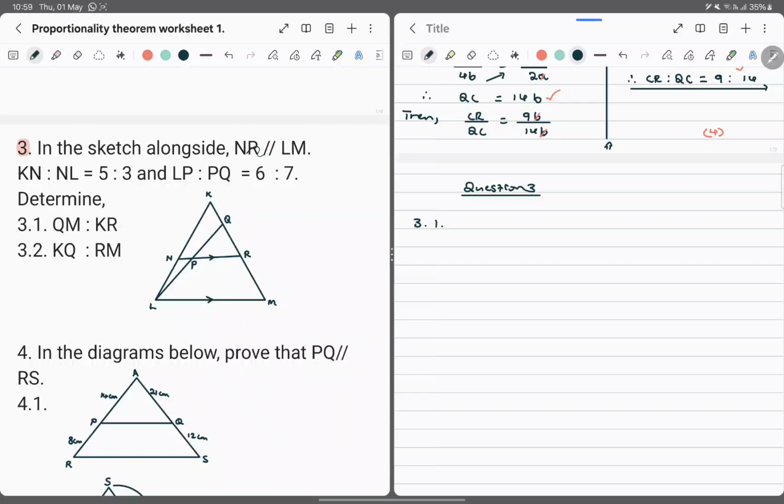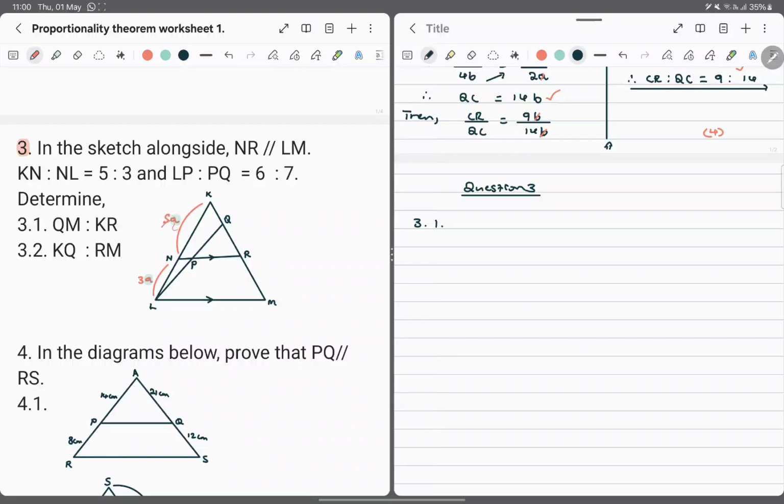In the sketch alongside, NR is parallel to LM, as we can see. KN is to NL. So again, please always show this as best as you can. KN is 5. So if this is 5a, this should be 3a. You can choose any variable, but take care to make it small letters or lowercase. Great. Because this is to say it's not necessarily 5 units, it's to 3 units.